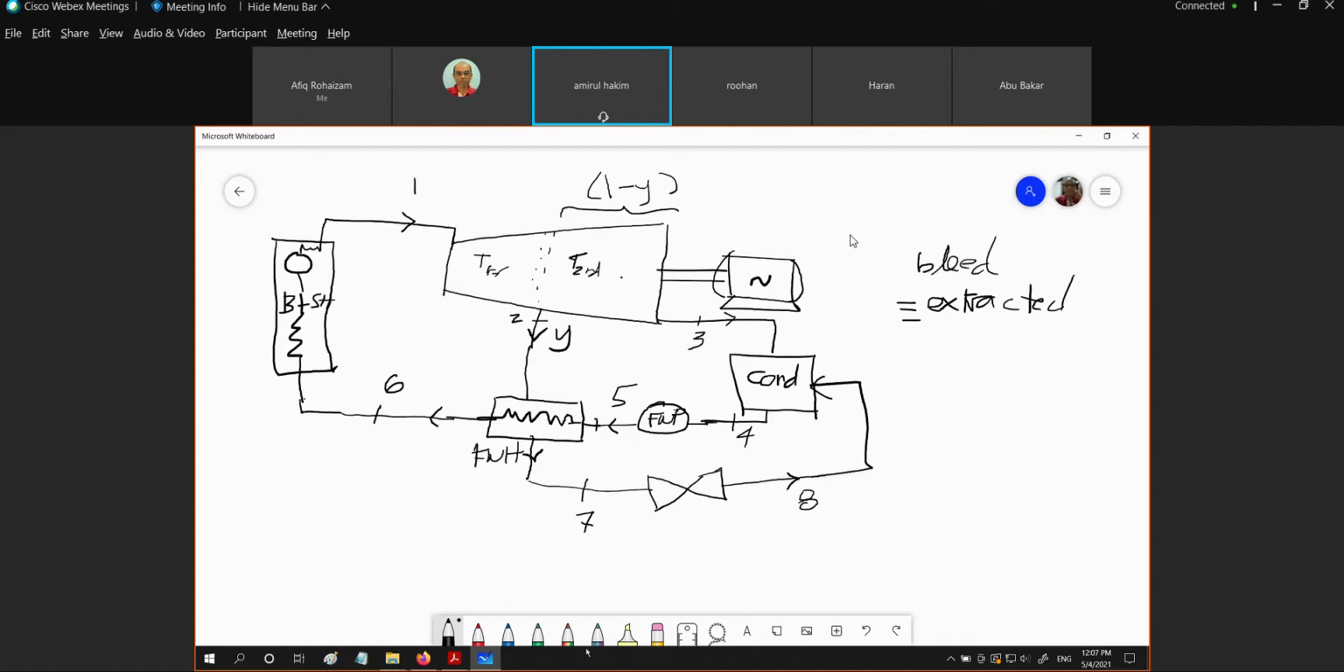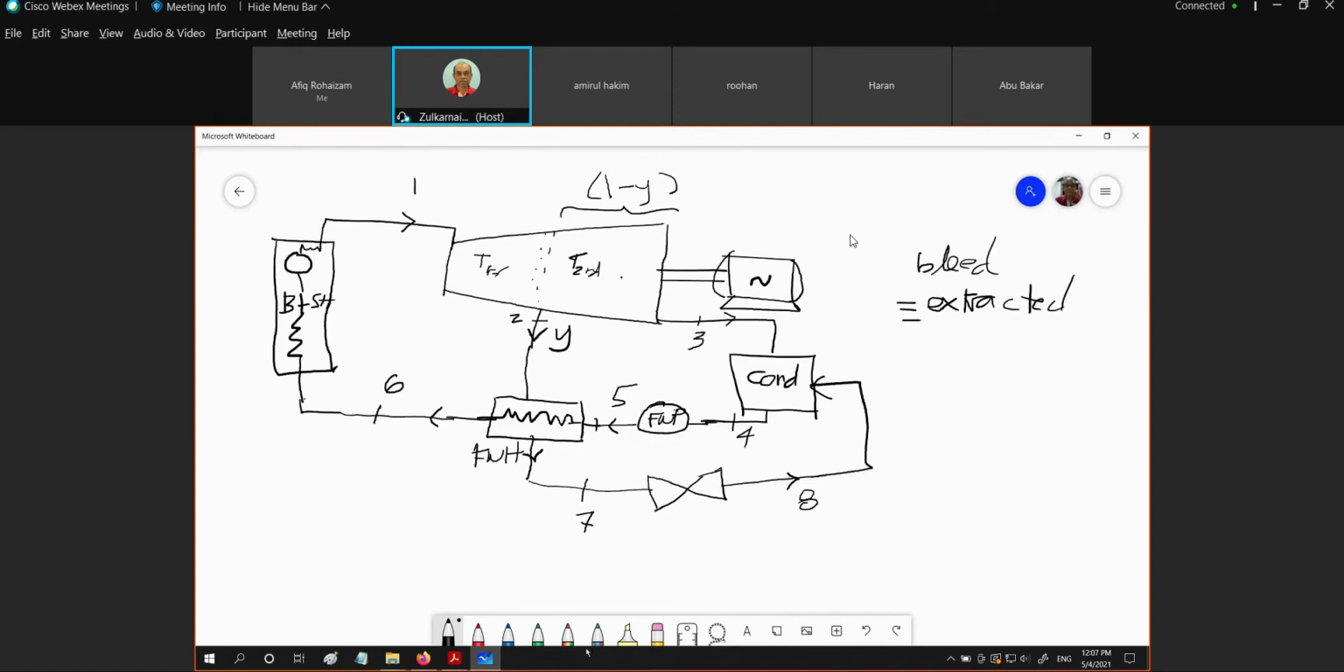Look at the feed water heater. From the condenser, we pump at the feed water heater to the pressure of the boiler. Okay? This is the beauty of this type of feed water heater. We don't need an extra feed water pump.